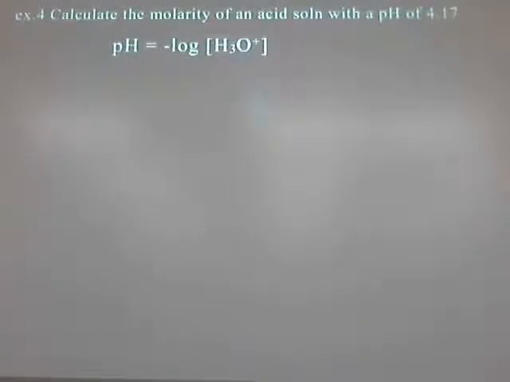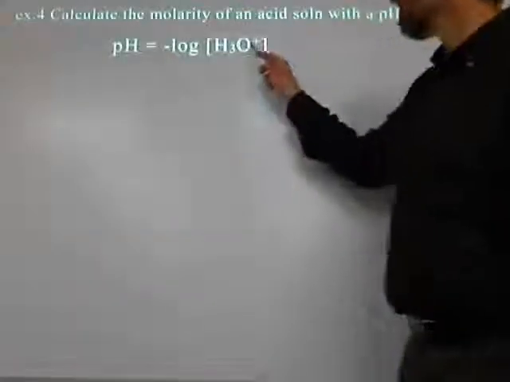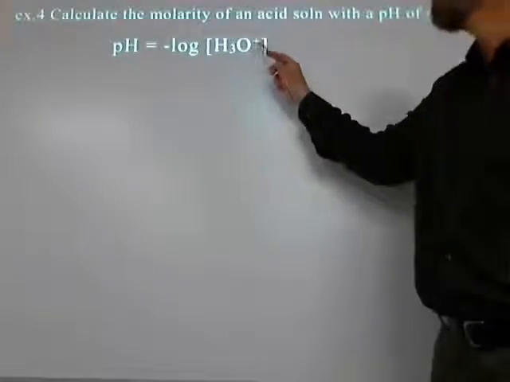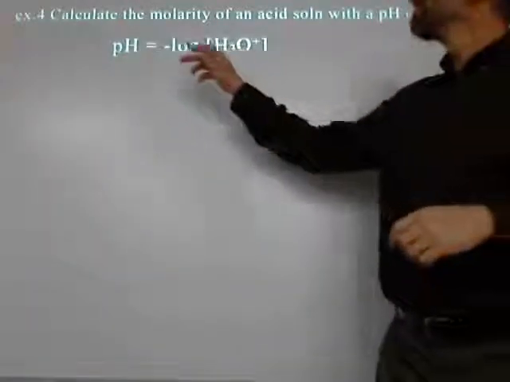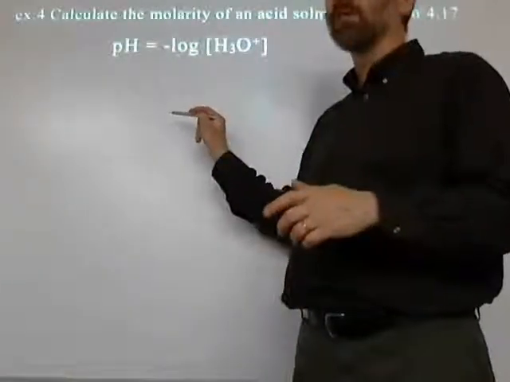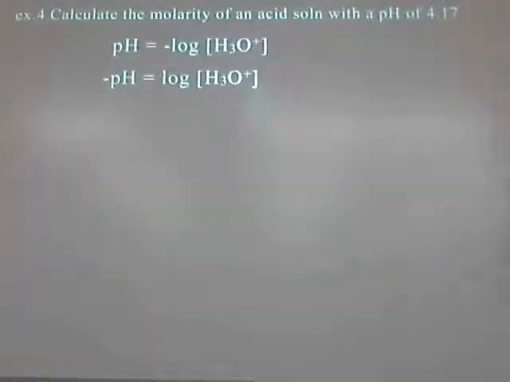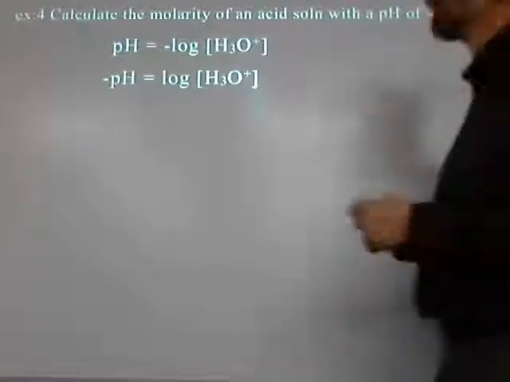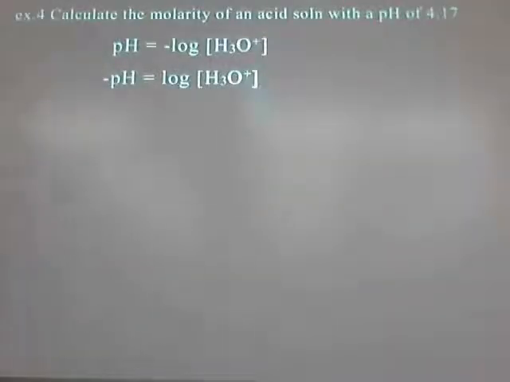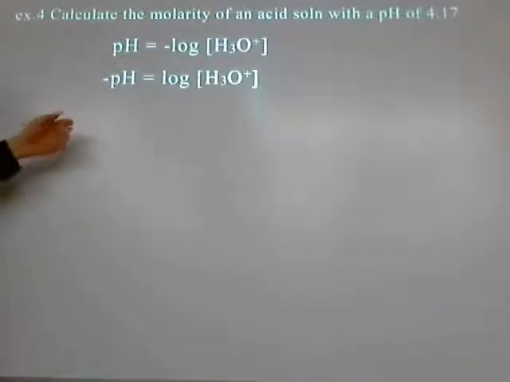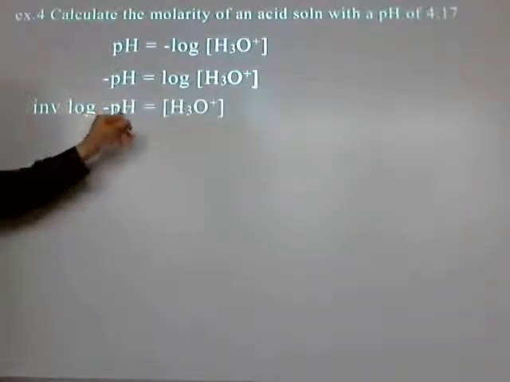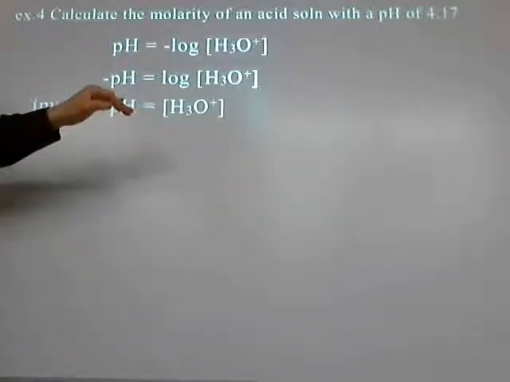We, this time, have the pH. We want, this is my x, this is my unknown. So what will I do to both sides? Let's just take it one step at a time. First thing I would want to do, take the negative of both sides. If I take the negative of both sides, I'll get negative pH equals the log of the hydronium. Now, what do I have to do? I have to take the inverse log, divide by log, basically, right? So I take the inverse log of the negative pH is going to equal the hydronium ion concentration.